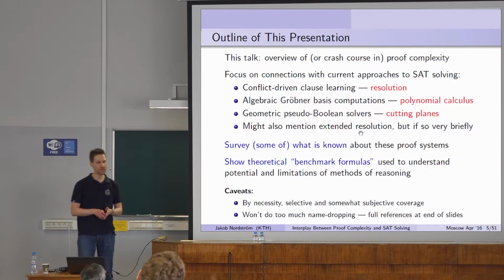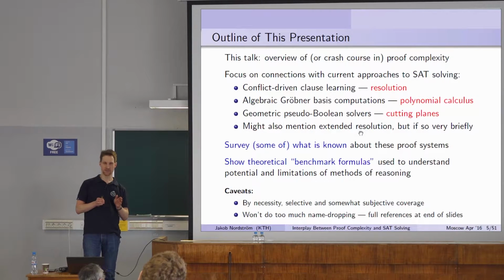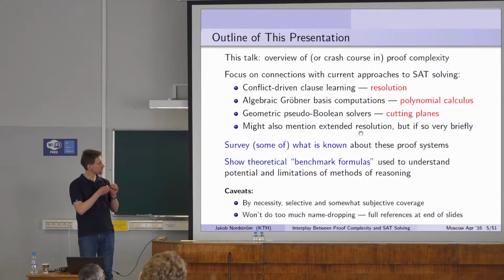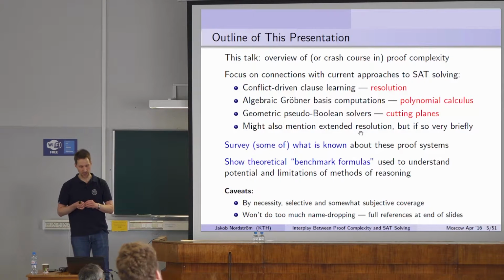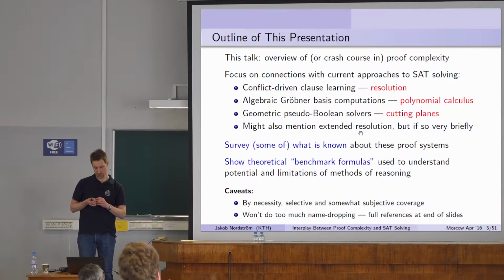And so just two caveats. In any survey you have to be selective. I'm focusing on these proof systems. Of course, proof complexity is a rich area and many other proof systems are studied. I'm picking out these three, resolution, polynomial calculus, and cutting planes, because they somehow seem to be relevant for SAT solving. There's a lot of other research on other very interesting systems that I won't talk about at all.